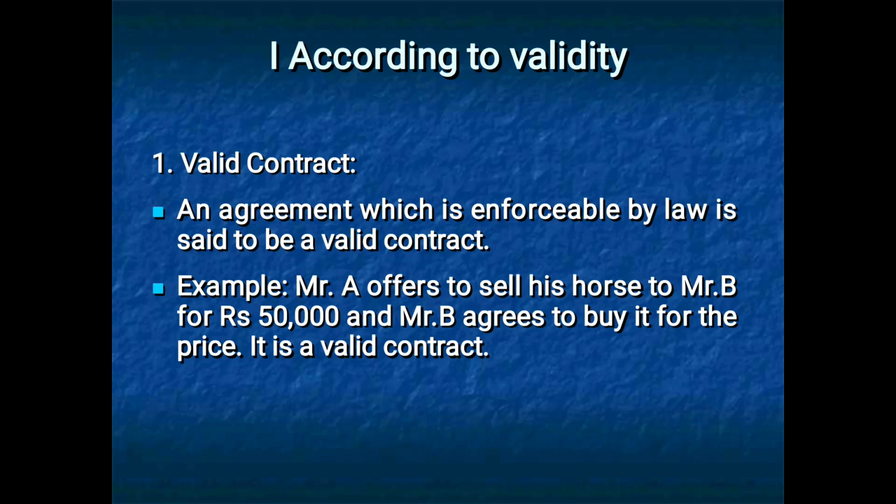Here we have an apt example for this. Let us see the example. Mr. A and Mr. B enter into an agreement stating that Mr. A offers his horse to Mr. B for rupees 50,000 and Mr. B is ready to accept the offer by buying the horse at the same price quoted by Mr. A. Then the contract is said to be a valid one because here there is a valid offer and valid acceptance. So this type of contract is called valid contract.